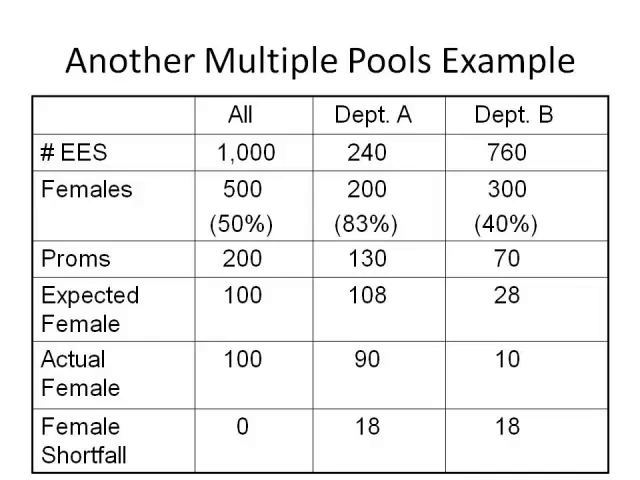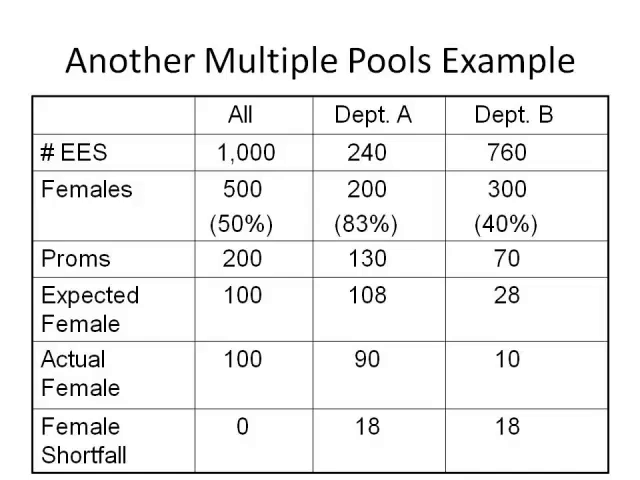Now here's another example of a multiple pools analysis. And this is sort of the flip side of the example we saw previously. Here, when we look at everybody all together, we're looking cross-department. We have 1,000 employees. Females are 50%. We're making 200 promotion events. We would expect 50% of 200 to be female promotions. The actual number of female promotions is 100. So the actual is exactly equal to the expected. So there's no female surplus or shortfall of promotion events when we consider everybody all together.